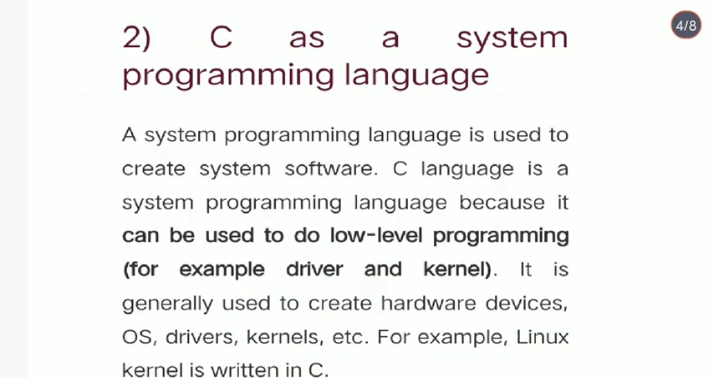Another thing is C as a system programming language. A system programming language is used to create system software. C language is a system programming language because it can be used to do low level programming, for example drivers and kernels. It is generally used to create hardware devices, operating systems, drivers, kernels, etc. For example, the Linux kernel is written in C.